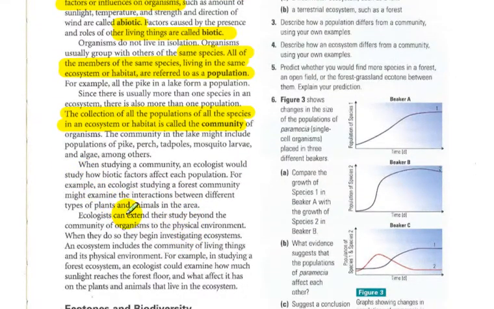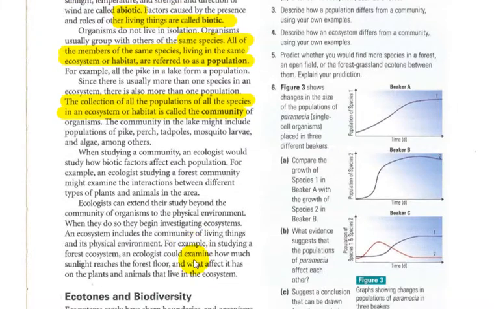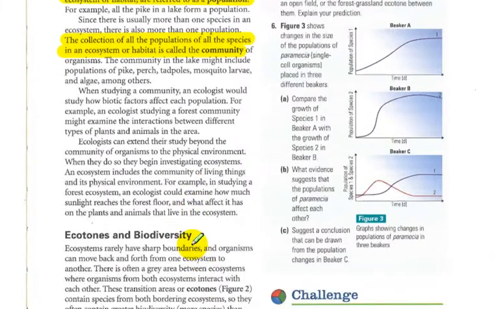Ecologists can extend their study beyond the community of organisms to the physical environment. When they do so, they begin investigating ecosystems. An ecosystem includes the community of living things and the environment around it. For example, in studying a forest ecosystem, an ecologist could examine how much sunlight reaches the forest floor and what effect that has on plants and animals that live in that ecosystem.